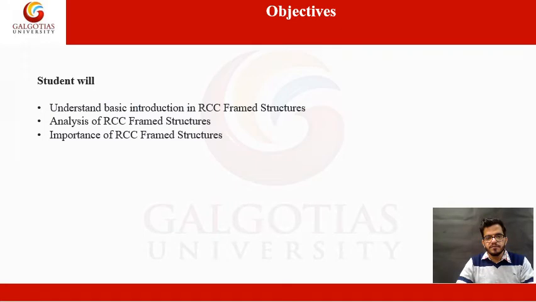So the objectives of this lecture are pretty much clear and easy to understand, that a student will understand the basic information in the RCC frame structures. He will understand how an analysis is done in the RCC frame structure, the calculation of the various parameters during the construction in the RCC frame structures, and the importance of RCC frame structure in the construction field.